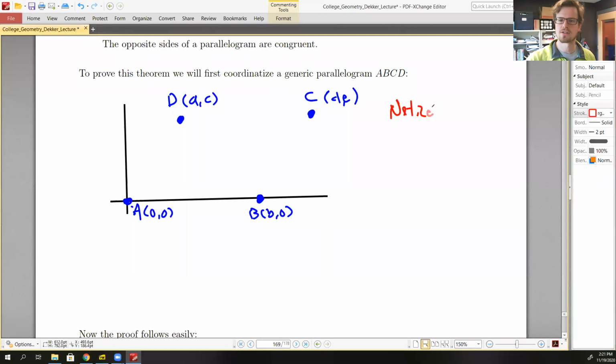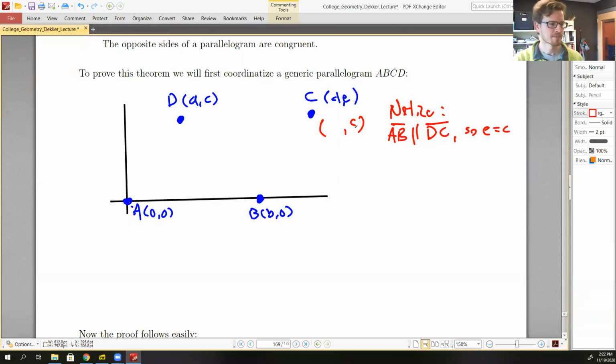So notice, of course, since it's a parallelogram, that line segment AB is parallel to line segment DC. And so that tells us that the height in particular has to be the same for these two. So E is equal to C. So this coordinate here has C in the second place.